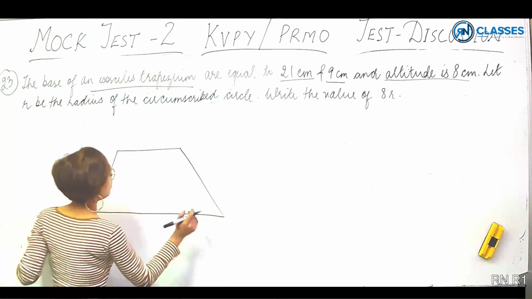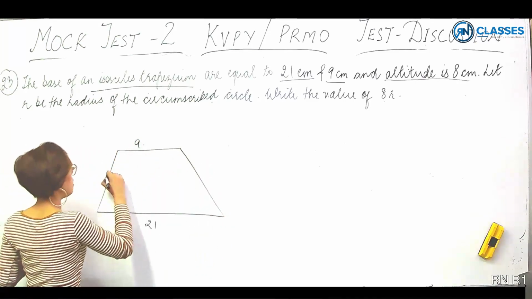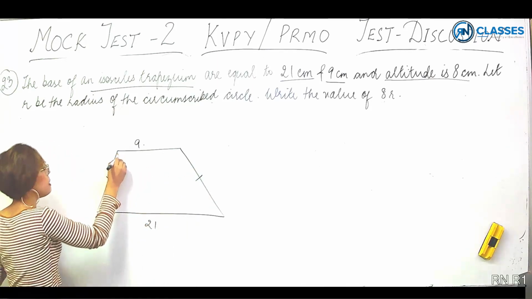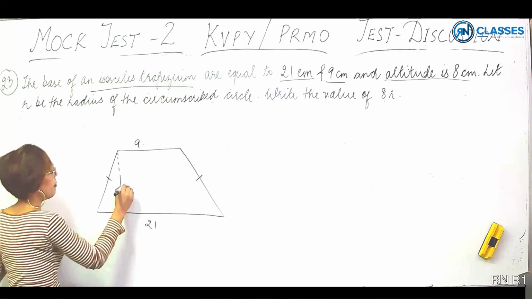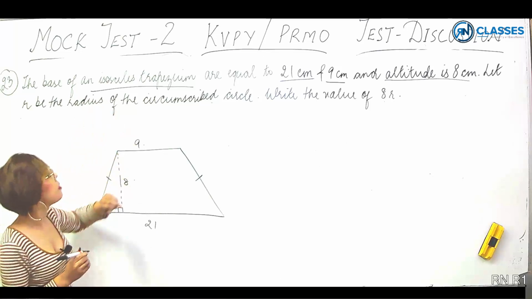Right? So, this is 21. This is 9. And isosceles trapezium, that means this is equal to this. Right? Okay. And altitude is 8. So, that means this length is 8. Okay? Right. Now, he says, let R be the radius of the circumscribed circle.